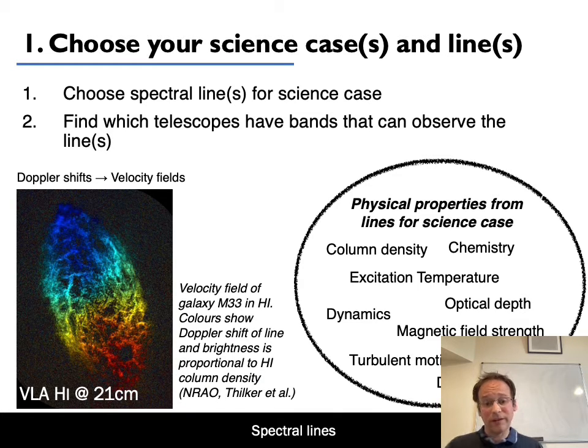But you can also learn a lot about the physical properties of the gas in galaxies and in our own galaxy as well. You can learn about the chemistry from the different line ratios, the excitation temperature. You can even learn about the magnetic field strength, and also, on smaller scales, turbulent motion as well. So there are a lot of science cases for doing spectral line work.